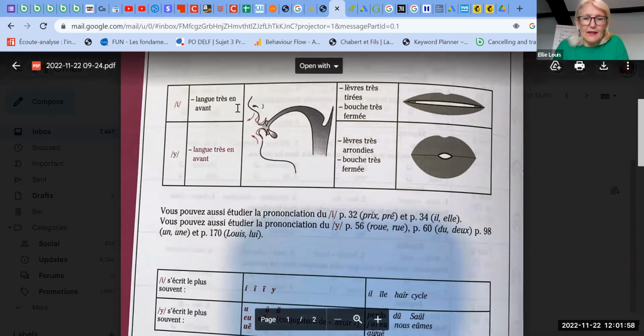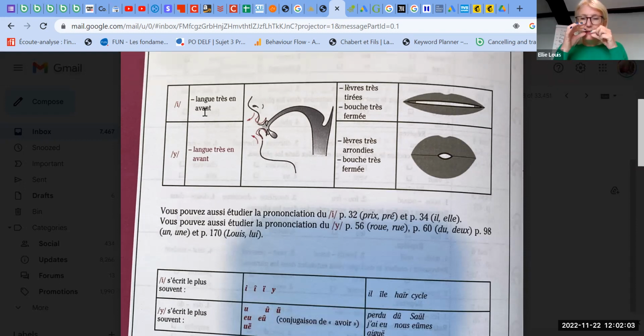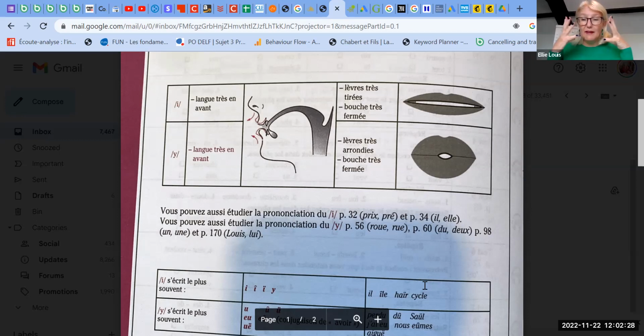So think about where we were saying. We're saying the tongue to the front. We're saying the lips are pulled. Okay. So if you want to just say that to yourself, the word il. Okay, and try to keep your mouth closed. I can see some mouths open. Mouth closed with your lips pulled. Do you want to have another go? Il. Because if you're opening up your mouth, you're going to make a different sound.